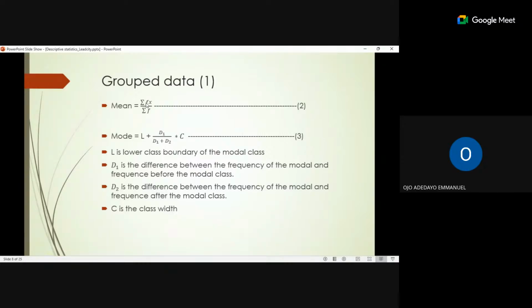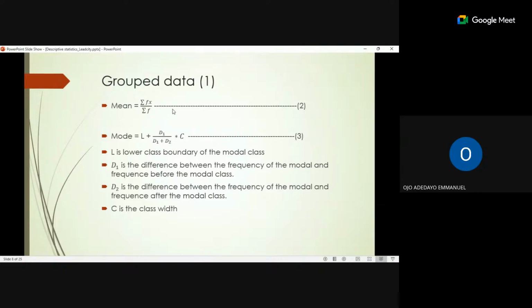So by the time we multiply the frequency by the x that you are seeing here, it is not all those data. Remember from our ungrouped data, I told us that each x are the data. But in the case of grouped data, it's not like that. I'm going to show you how you can get your x for grouped data.